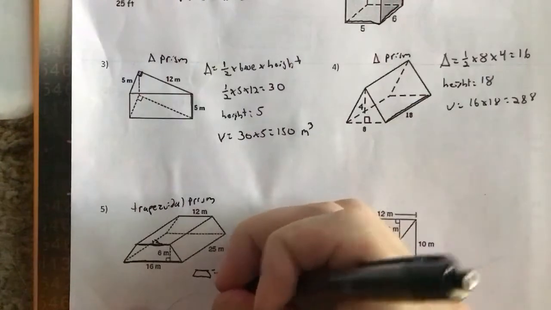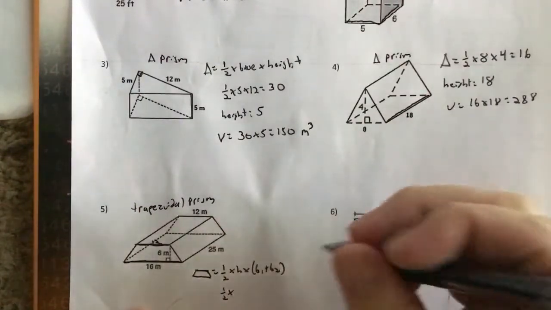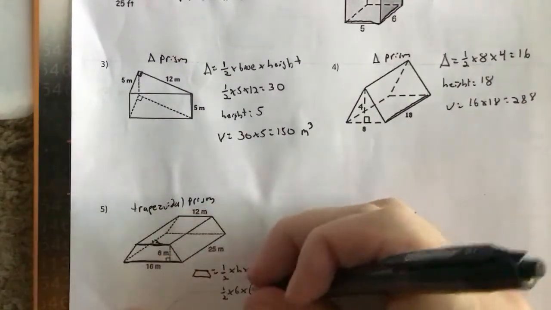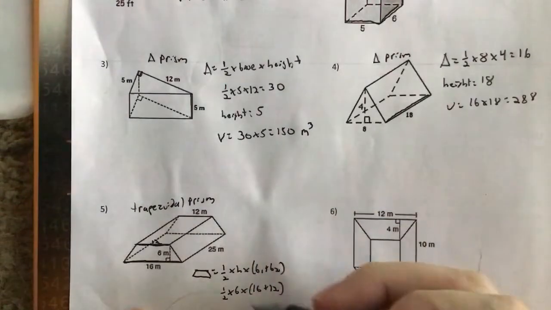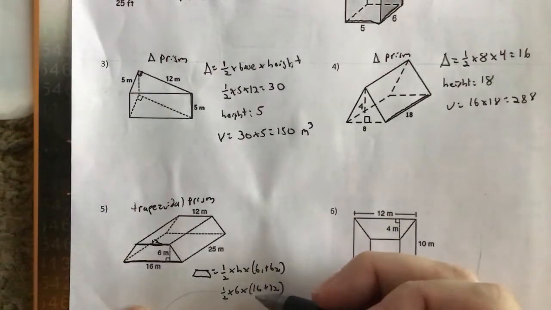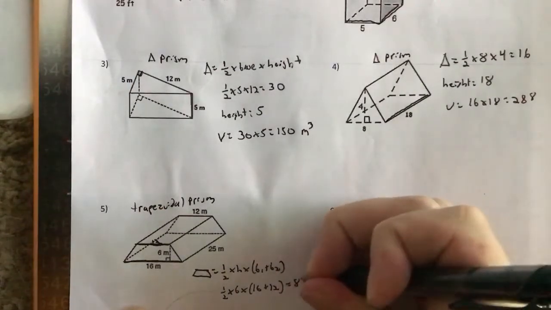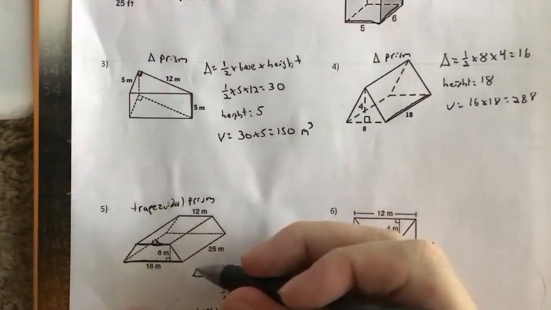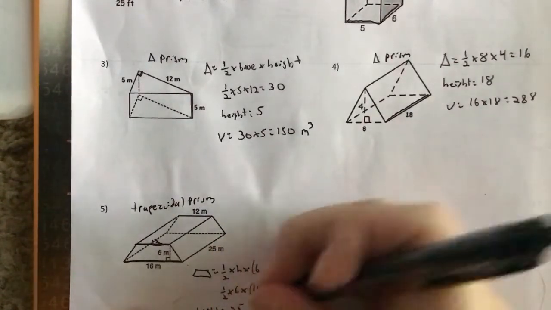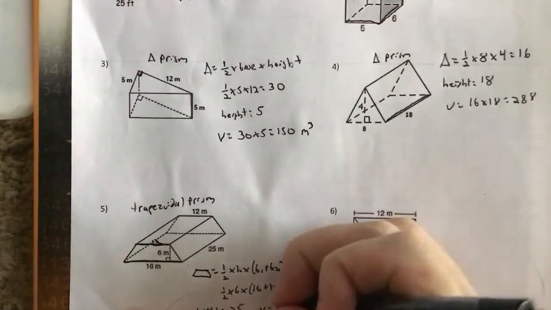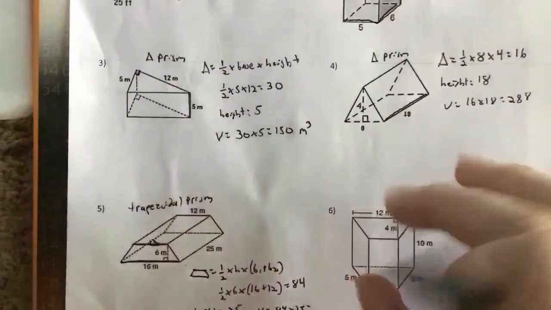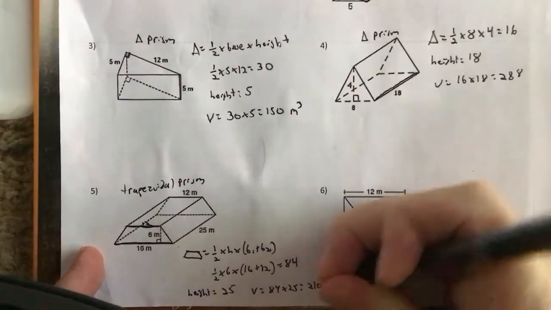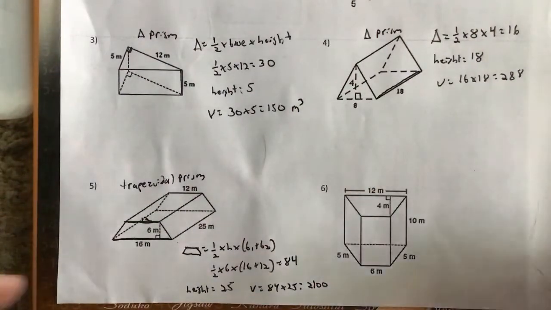So for the trapezoid, I do 1/2 times the height of the trapezoid, which is 6, times the two bases added together, 16 and 12. Okay, when I do this, it's just 1/2 times 6, which is 3. 3 times 28 gives you 84. You can use your calculator for that. The actual height of your prism is 25. Okay, and then to get the volume, I do 84 times 25, which is 2100. And that's the volume of the trapezoidal prism.